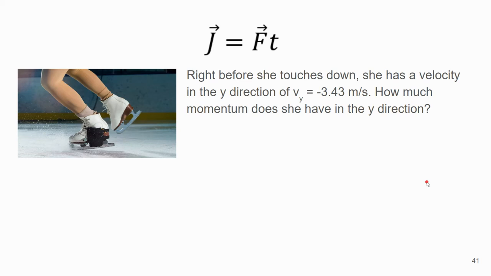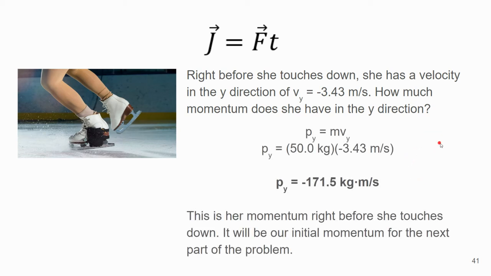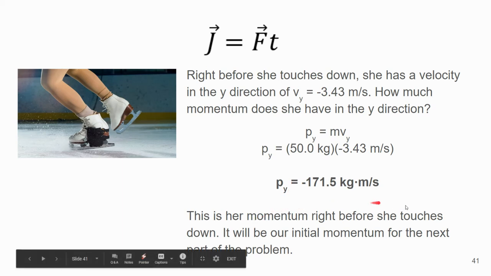So if we know that is her final vertical velocity right before she touches the ice, how much momentum does she have in the y direction? Well, how do we figure out momentum? We use p equals mv. So we plug in for her mass, we plug in for the velocity we just solved for, and we get p sub y is equal to minus 171.5 kilogram meters per second. So this is her momentum right before she touches down.